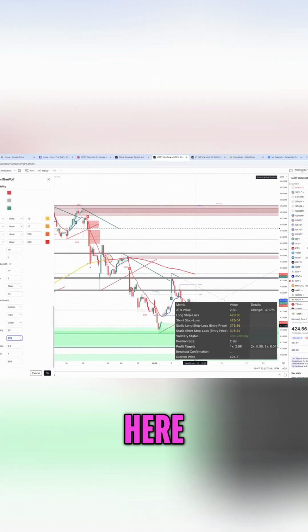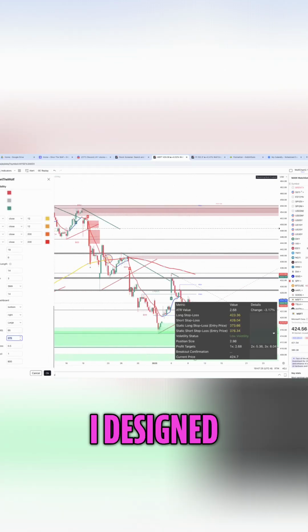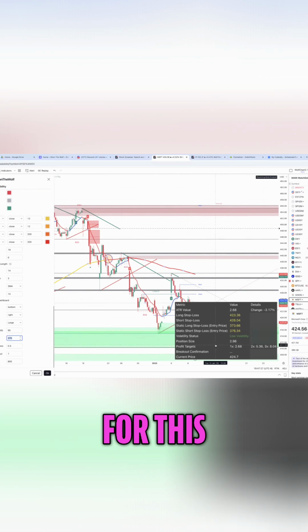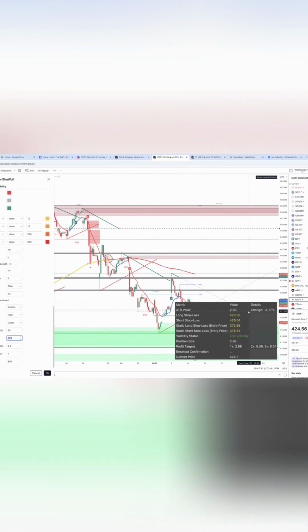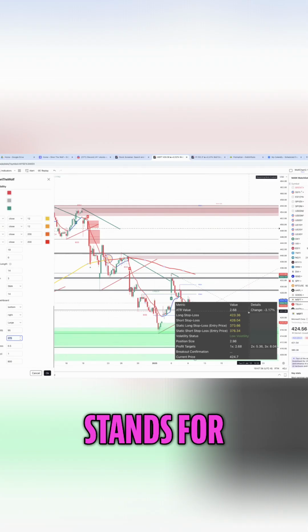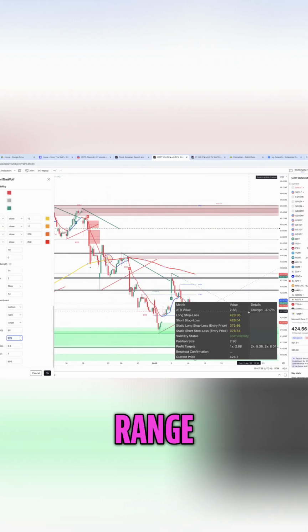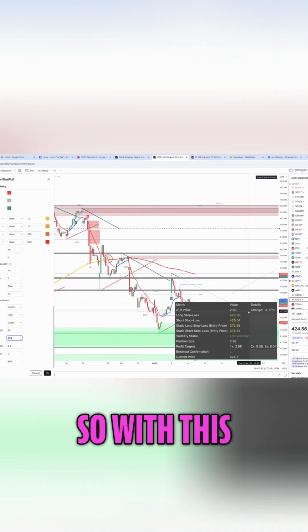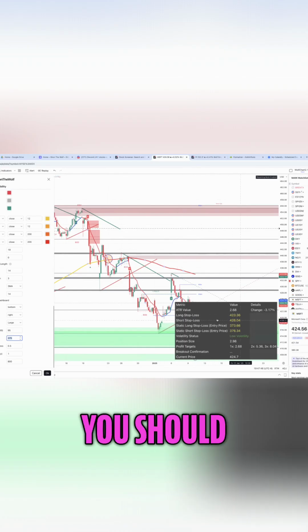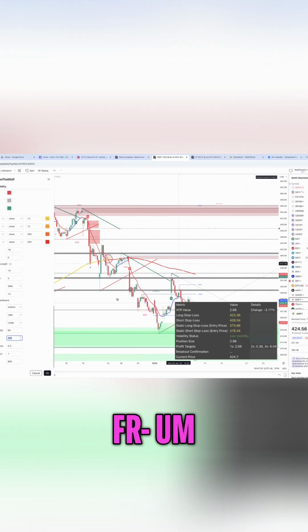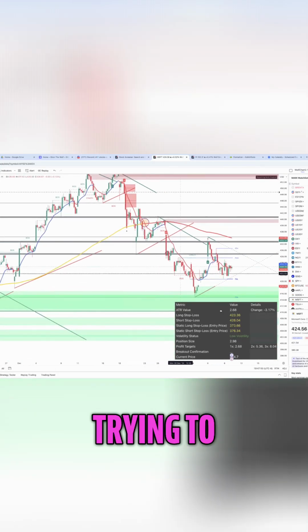So this right here, I built inside the chart. I designed this and wrote the code for this, and this is called an ATR tracker. Have you ever heard of an ATR? No, sir. So the ATR just stands for average true range. With this ATR tool, it tells you what stop loss you should put on your stock based on the time frame that you're trying to enter in on.